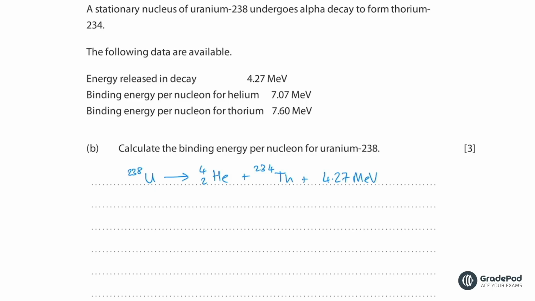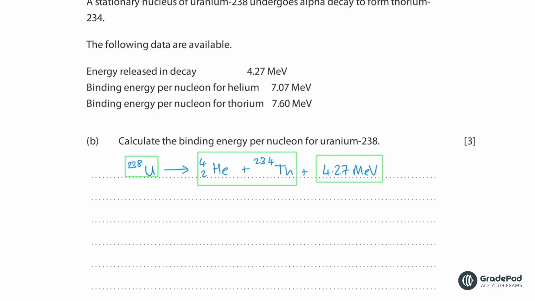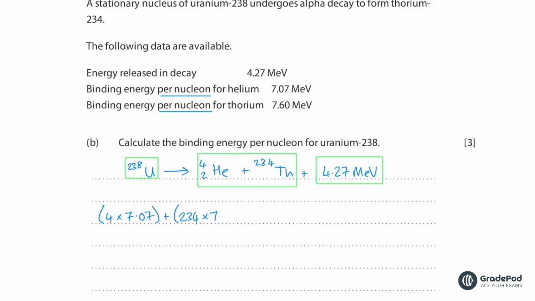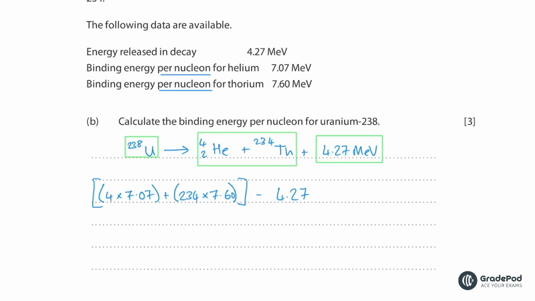Great. That means that the energy of these, subtract the energy released, will give us the energy of the uranium. And we should of course note that all the energy given for each of these two is per nucleon. Let's do it. There are 4 nucleons in an alpha particle. So we have to do 4 times 7.07. Plus there are 234 nucleons in thorium. So we have to do 234 times 7.6. Take away 4.27.